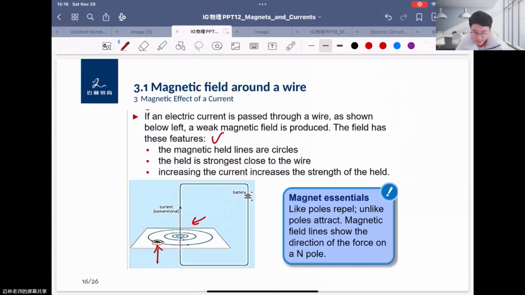Secondly, the field is strongest close to the wire. Last class we said that if you have a very high density of magnetic field lines, that means you have a stronger magnetic field. So closer to the current there is a stronger magnetic field. The third is that increasing the current also increases the strength of the field. So these are the three properties of the field.